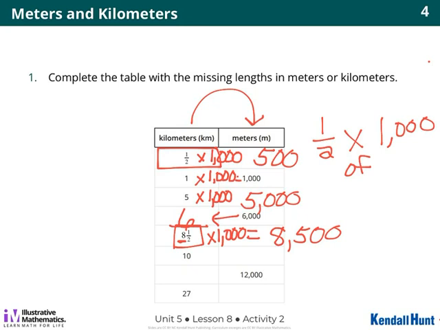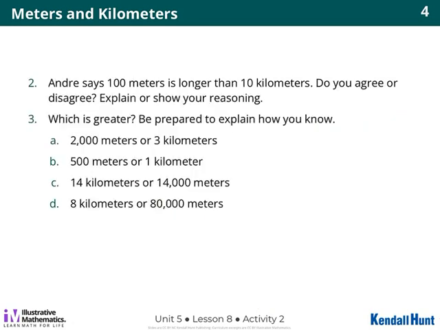All right, 10 times 1,000 is what? What's our next one? Everybody, we'll just do everybody. Great, now I'm going backwards, 12,000 meters. 27. 27,000. All right. And unfortunately, we have run out of time.